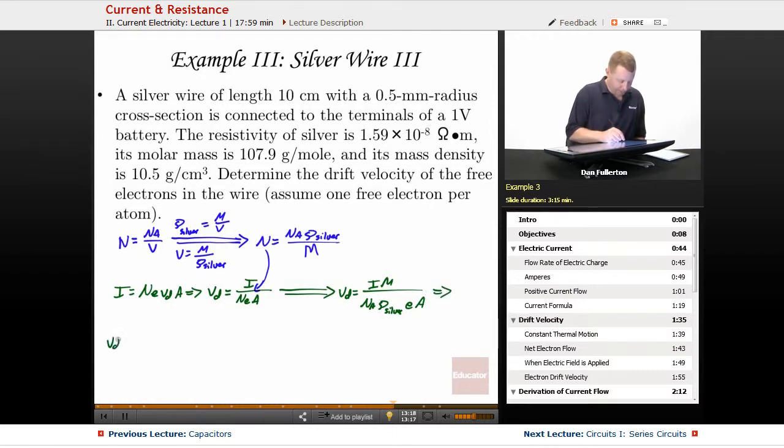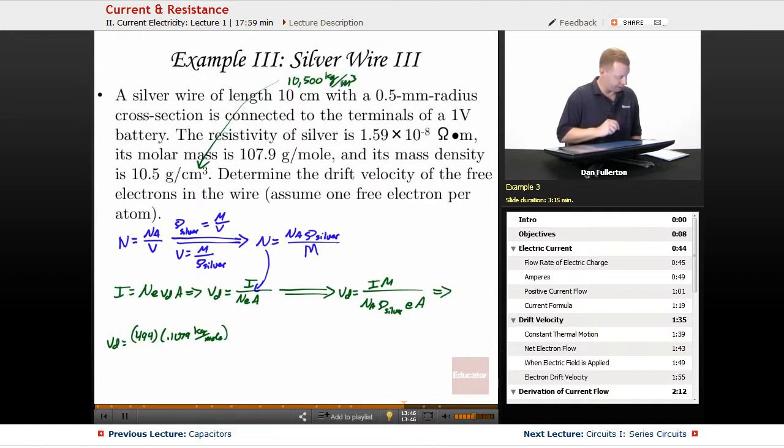Or solving numerically, we've got our 494 amps for our current. We have our molar mass, 0.1079 kilograms per mole, making sure to put this into our standard units. Oh, by the way, 10.5 grams per cubic centimeter, that's going to be 10,500 kilograms per meter cubed when we get there.